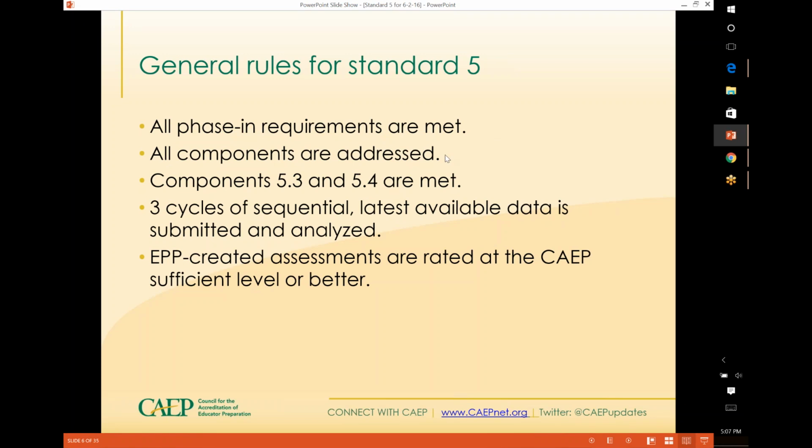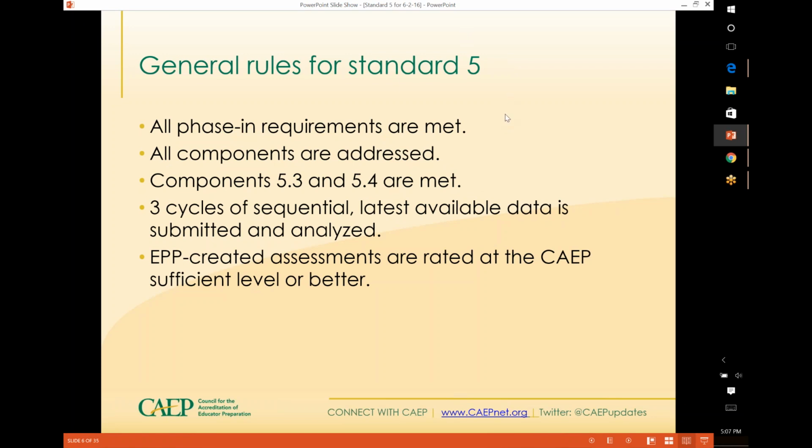I just distinguished between components being addressed and components being met. You must address all components. You must have some evidence to bring to bear in each component. But components 5.3 and 5.4 must be met for the standard to be met.